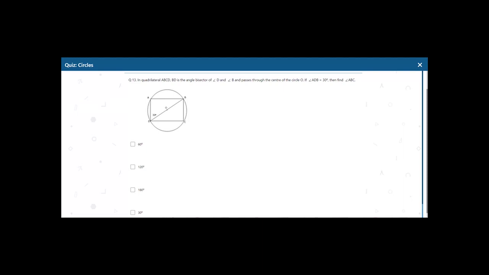Angle ADB is equal to angle BDC, ma'am. Angle ADB is 30 degrees, then BDC is equal to 30 degrees. Angle ADC plus angle ABC is equal to 180 degrees, ma'am. Angle ADC is 60 degrees, and 180 minus 60 is equal to 120, ma'am. Correct. That's correct.